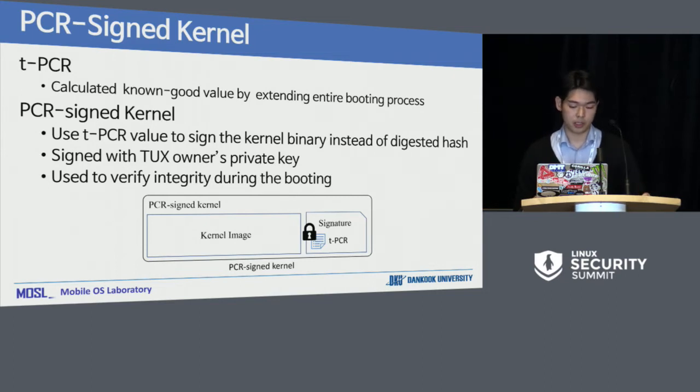So the expected PCR is a calculated known good value, which is created by the integrity manager inside OpenCIT. By extending, it is a value that represents the booting process without any broken integrity. And this is possible because we assume that the TUX server knows the entire booting process of the local machines, and can generate the expected PCR values according to that information. And I'll explain how the PCR assigned kernel is used for the integrity verification in the next section.